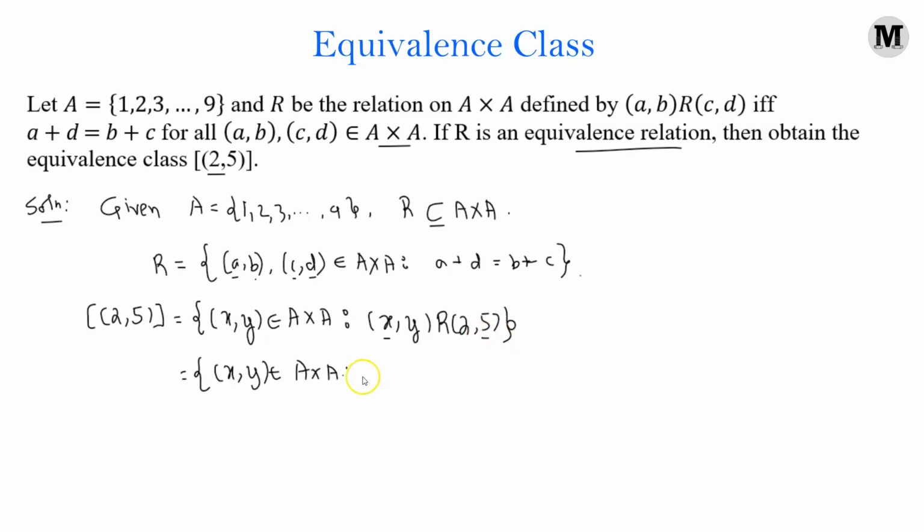So what we'll do, we're going to take the sum of the outer elements, that's x + 5, and this must be equal to the sum of the inner elements, y + 2. In other words, we can rewrite the set as (x, y) belonging to the Cartesian product of the set A with itself such that, let's rearrange the terms, y = x + 3. Fine. Now we have to pick up the values of x such that we get the corresponding y values, and we have to make sure that x and y are picked up from the set A only.